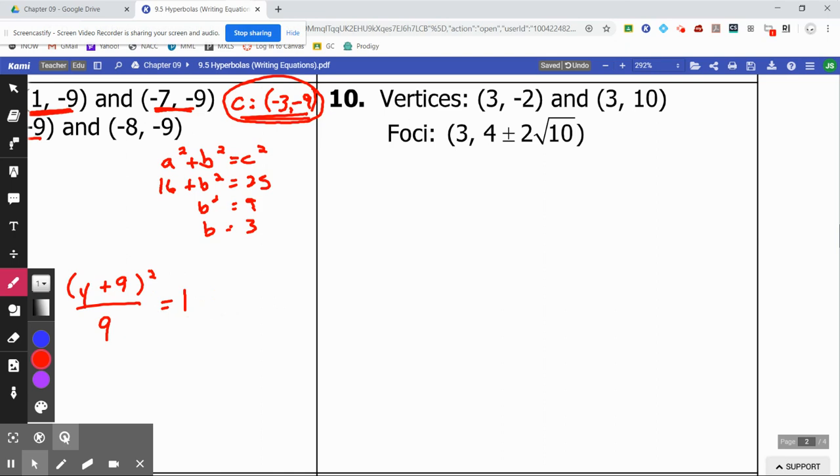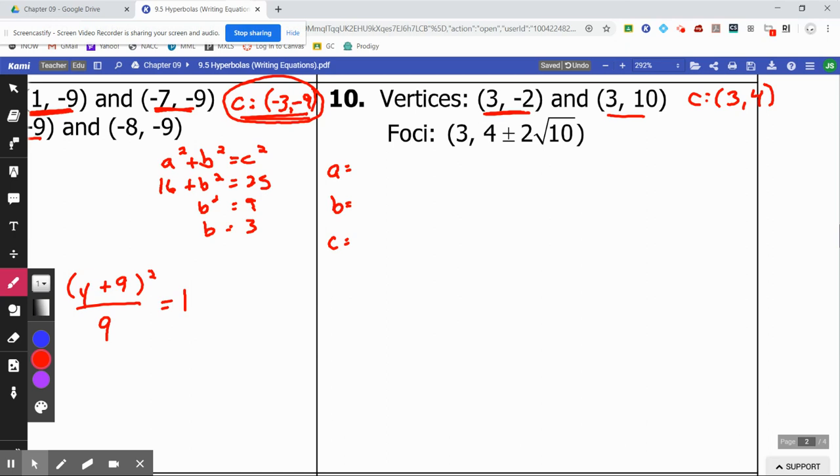Number 10, the center is between these 2 points. Add your x's, divide by 2, stays the same. Add your y's, divide by 2, gives you 8 divided by 2, which is 4. There's your center, the A value, B value, and in this case, the C value.